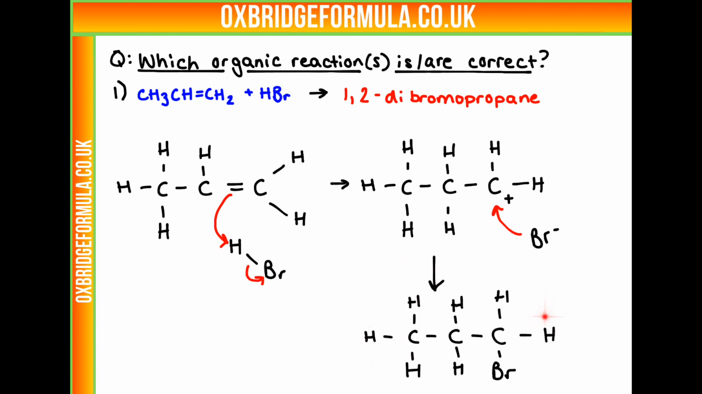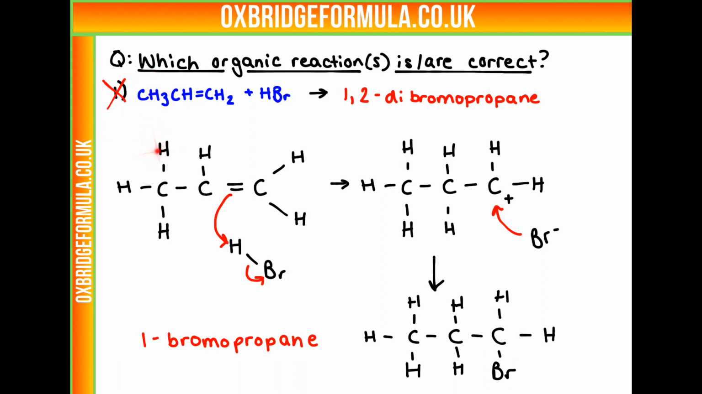Here we have just an alkane with a bromine group there. But what is this molecule? Well, let's see, we've got a 3-carbon chain, so it's going to be propane, and we've got a bromine atom on the first carbon in our chain, so that's going to be 1-bromopropane. And if we compare that to the answer in the question, we can see that it is a bit different. This says it's 1,2-dibromopropane, but we've only got 1-bromopropane, so this is different, and so this is not a correct organic reaction.